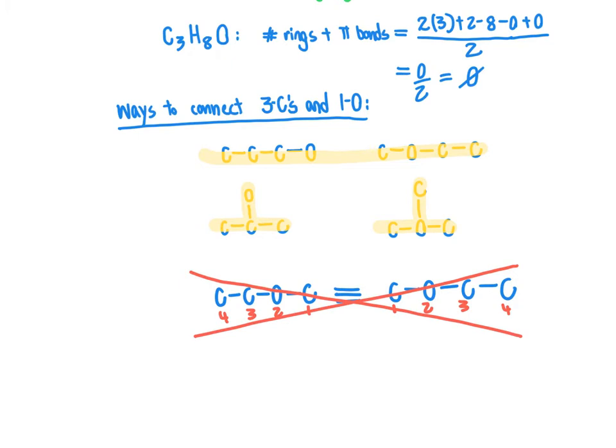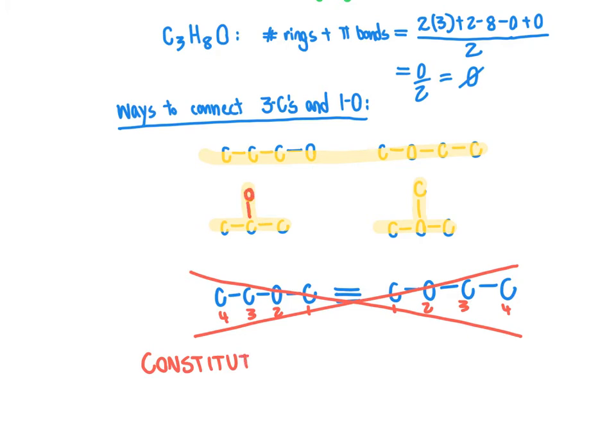So constitutional isomers are defined as molecules that have the same number and type of atoms, but the connections between the atoms are different. Different atoms are connected to one another. Different branches are possible or located, where a branch is where you have a chain and then an atom branching off, such as the oxygen here that I've put in red.